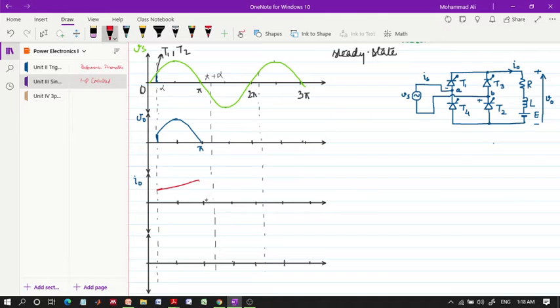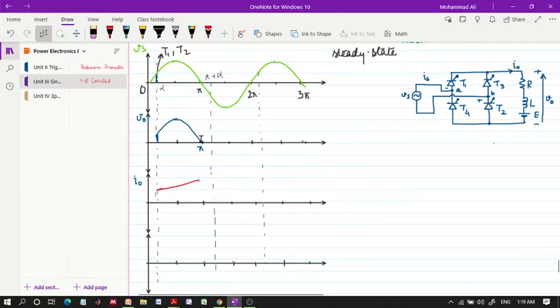And from pi to pi plus alpha, what will happen? The current will flow through this path only, because the current is not going below the holding current of the thyristors. It will still continue to conduct through this load. And up till when it will conduct? Up till the point when we are not triggering on the T3 and T4.